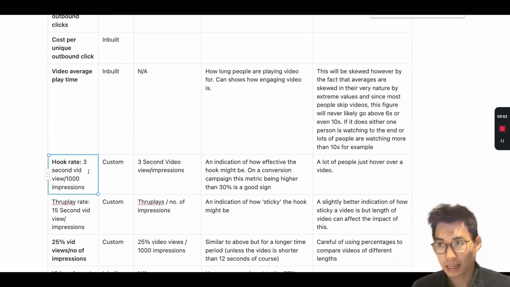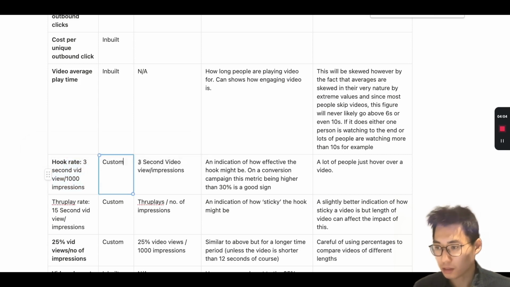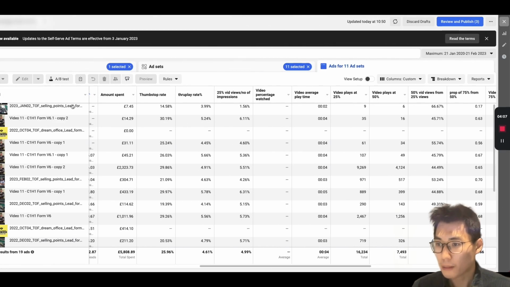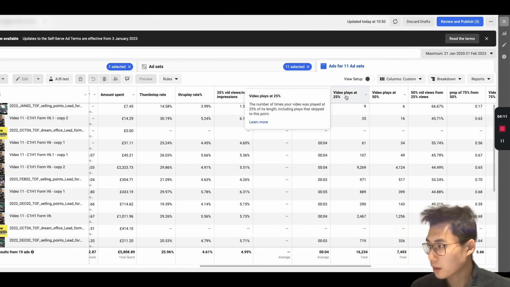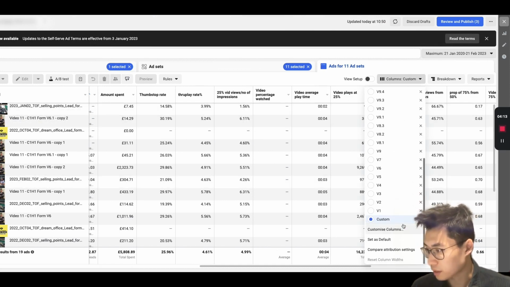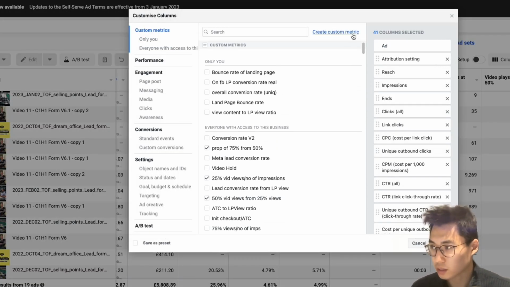Hook rate. Now this is a custom Facebook conversion. Hopefully there'll be a recording showing how to get that going. To calculate the hook rate, you're going to want to take the 3-second video view. On the Meta platform itself, this looks something along the lines of this here. If I create a customized column, you actually have to go into the Meta platform itself and create a custom metric.